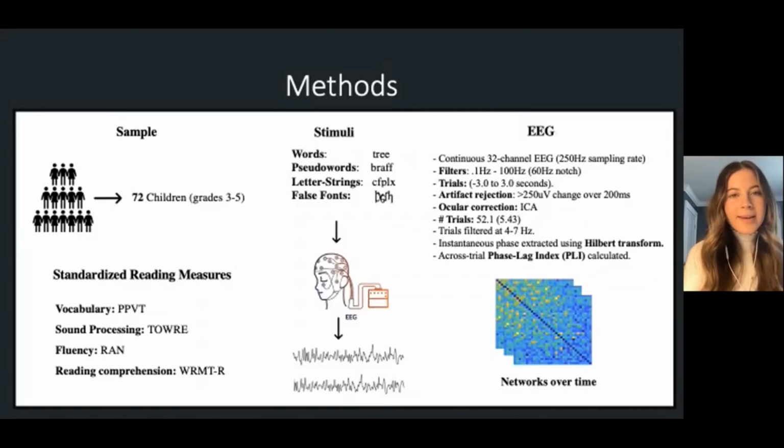So for the methods of our study, our sample included 72 children in grades 3 to 5. The children were given 4 standardized tests that measured vocabulary, sound processing, fluency, and reading comprehension, all fundamental skills important for reading development. A 32-channel EEG was recorded while participants viewed 60 word and word-like stimuli, in which the word-like stimuli lack semantic content. Standardized pre-processing steps were applied, and trials were filtered at 4 to 7 Hz, the theta frequency. A cross-trial phase-like index was calculated, leaving us with a sensor-by-sensor adjacency matrix for each time point, for each condition, for each participant.